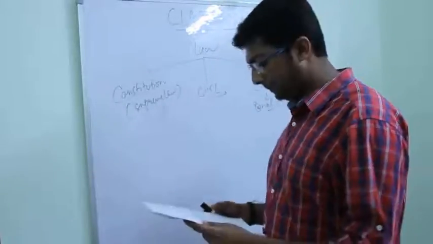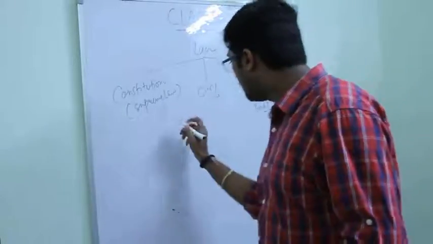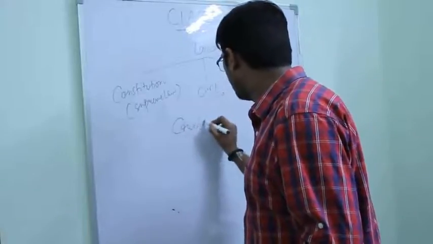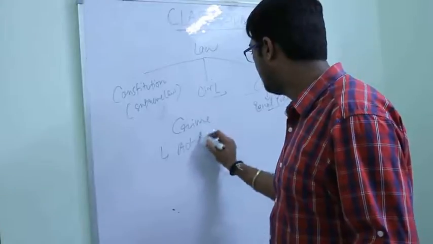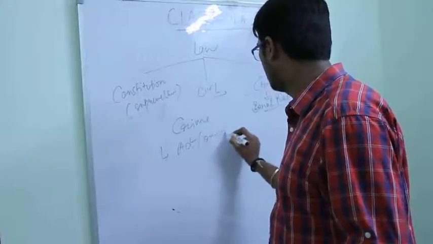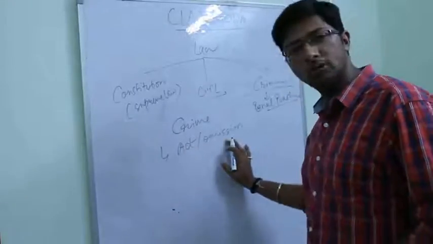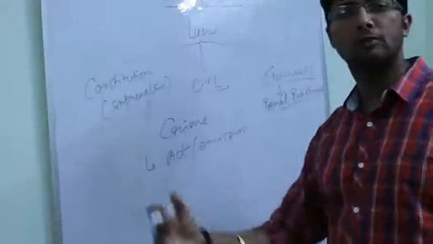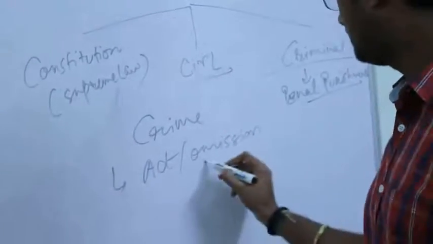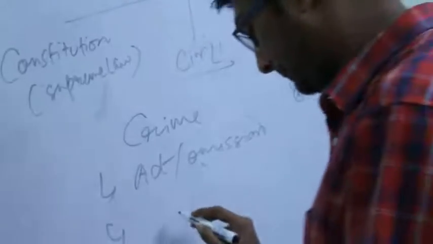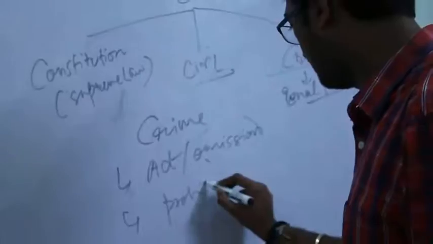Now, what is crime? In order to understand crime, there are four essentials of a crime. There must be an act or omission. Now, act here is a physical act. Omission here means there is a duty which has been cast upon you and you fail to do that duty. So that is omission. Such act or omission should be prohibited by the law.